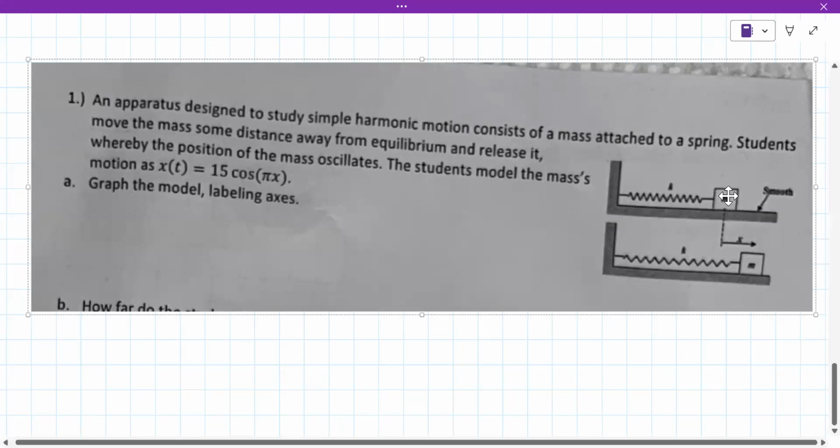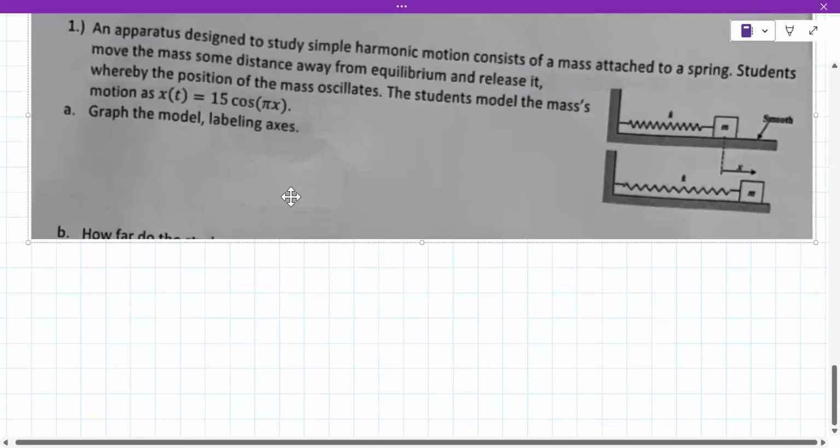Okay. An apparatus designed to study simple harmonic motion. There's a mass attached to a spring. So this is the mass, and there's a spring attached to it. The idea is if you push it to the left or pull it to the right, it'll start bobbing back and forth. Maybe you saw that in a physics class. They're saying the position is determined by this right here, and to graph the model, labeling the axes. All this really is you graphing this trig function right here.